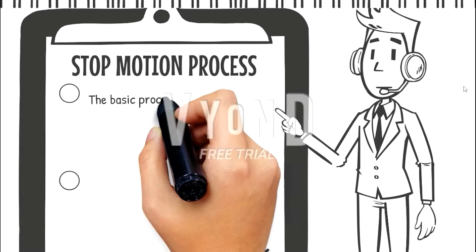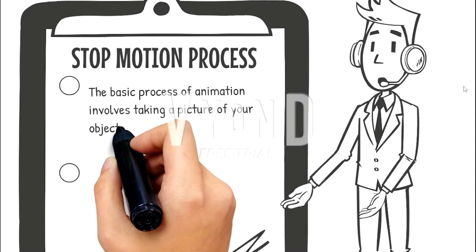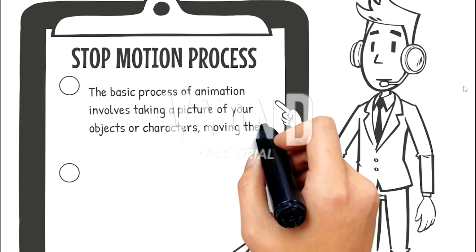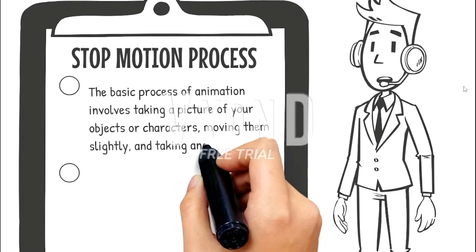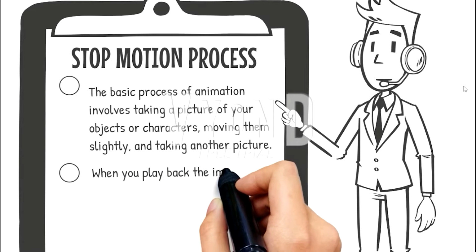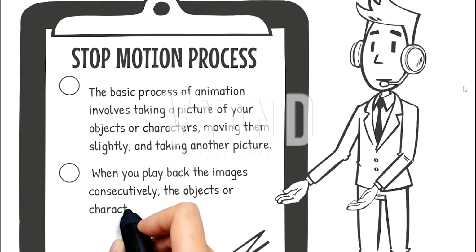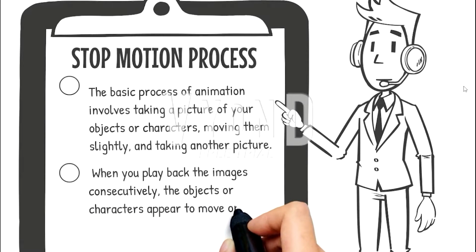The basic process of animation involves taking a picture of your object or characters, moving them slightly, and taking another picture. When you play back the images consecutively, the object or character appears to move on its own.